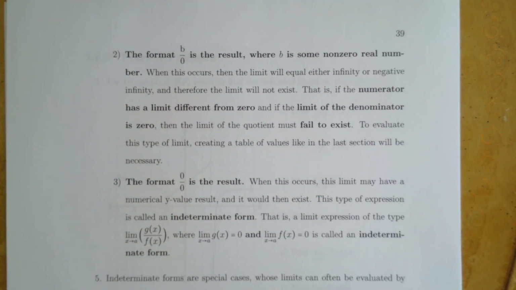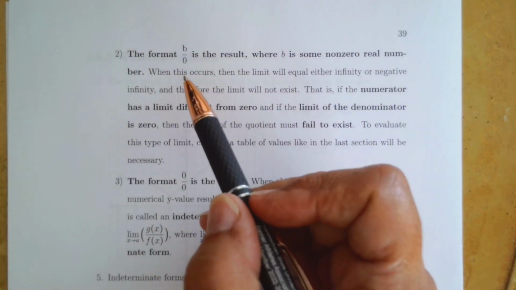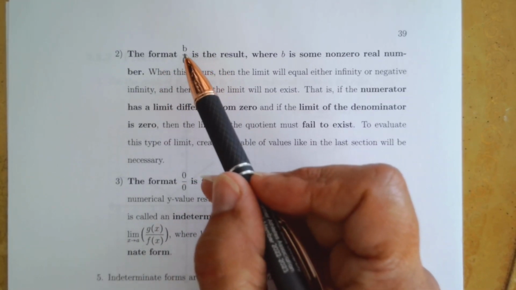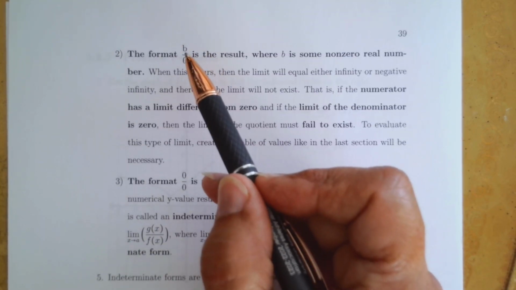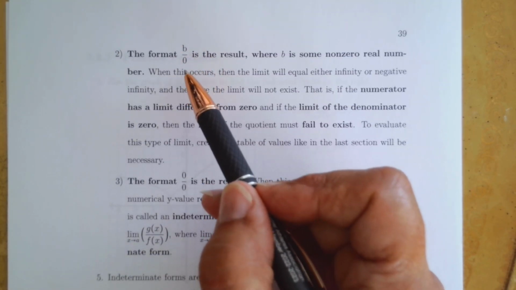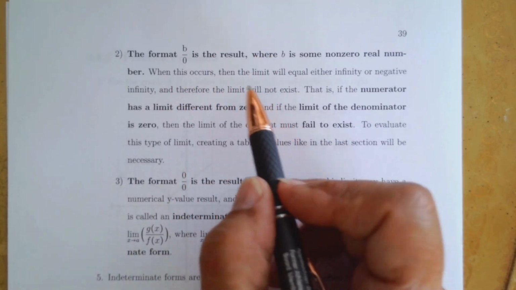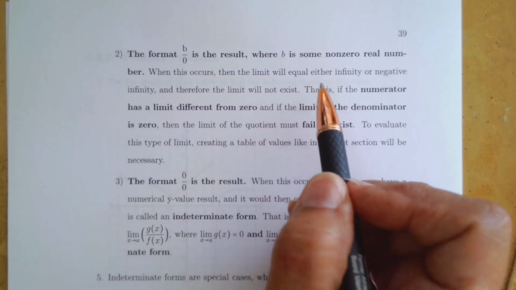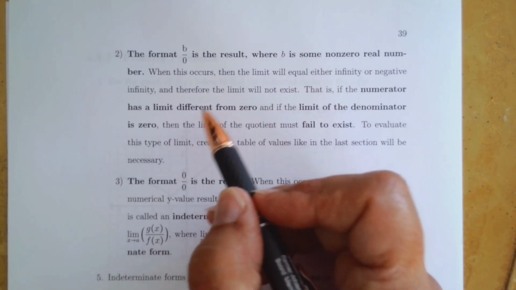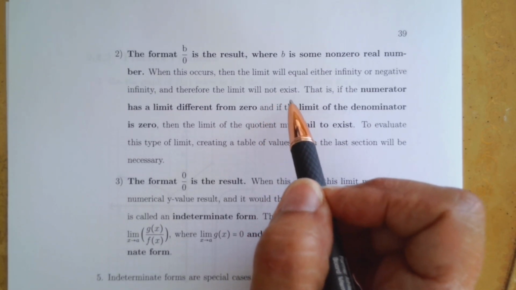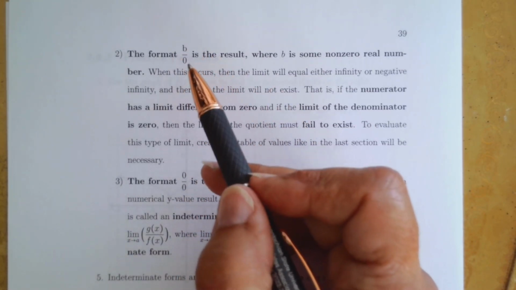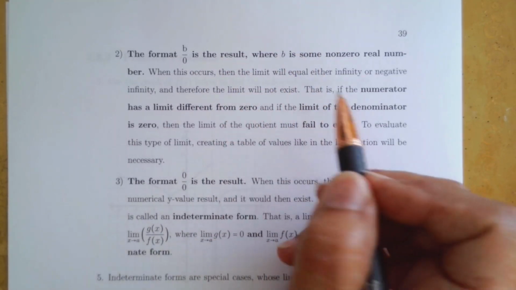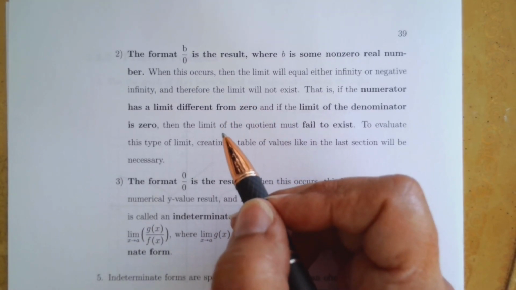So the two other cases: you would plug in the value and you would get b over 0. That would be what you end up with when you plug in the value. So b stands for some non-zero number. So b is not going to be 0, and the denominator will be 0. It says when this occurs, then the limit will equal either infinity or negative infinity, and therefore the limit does not exist. So this is kind of nice because if you get a number divided by 0, then you automatically know your answer is either going to be positive or negative infinity, and you know that means the limit does not exist.